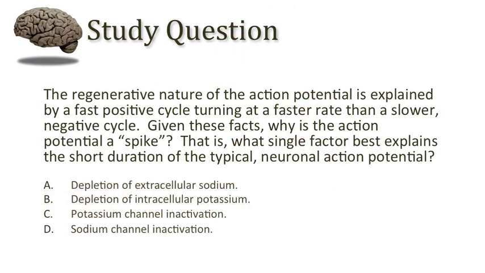So consider this regenerative nature of the action potential, this fast positive cycle, and the slower negative cycle. And I want you to think about, why is the action potential a spike? That's sometimes the term that neurophysiologists use to describe the action potential. Which of these factors listed below do you think is the best explanation for the short duration of a typical neuronal action potential?